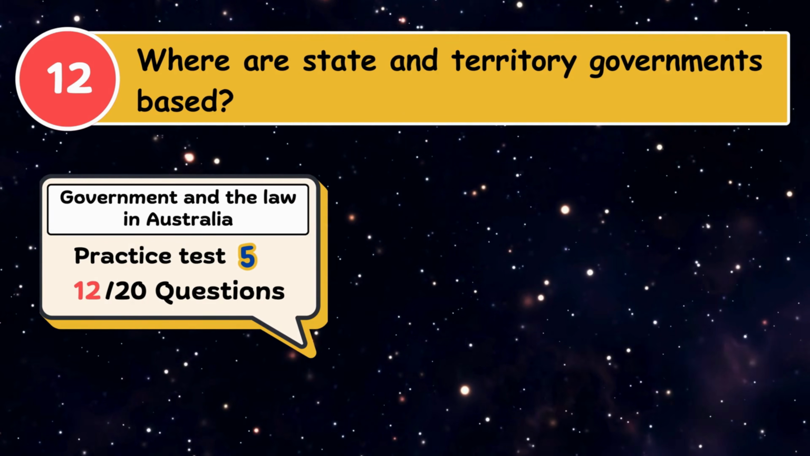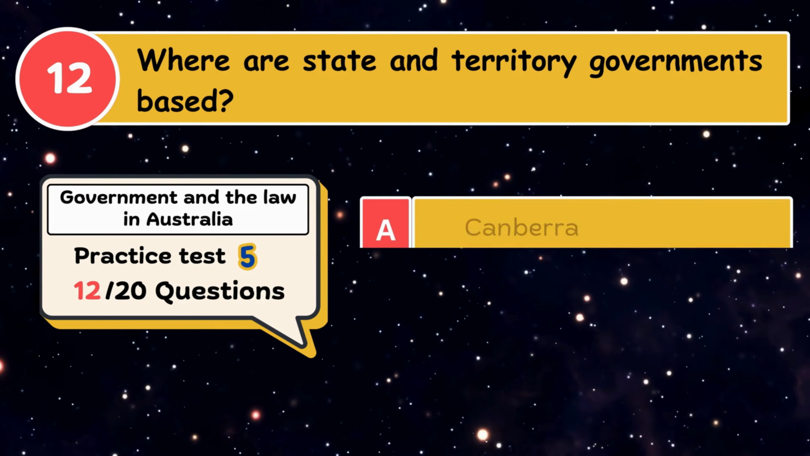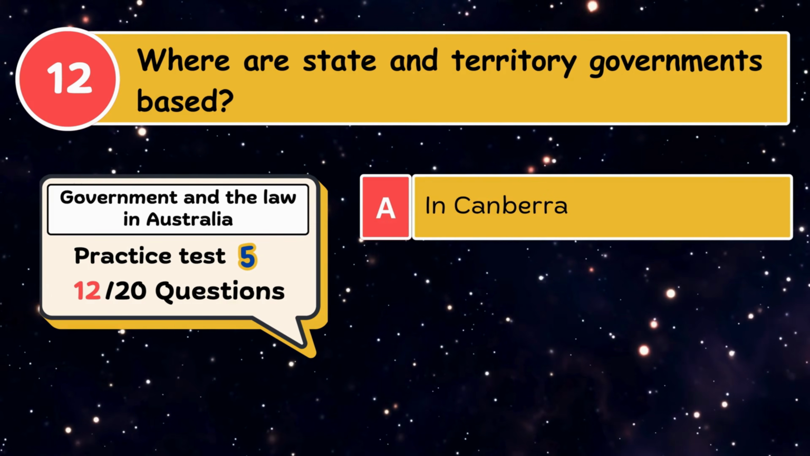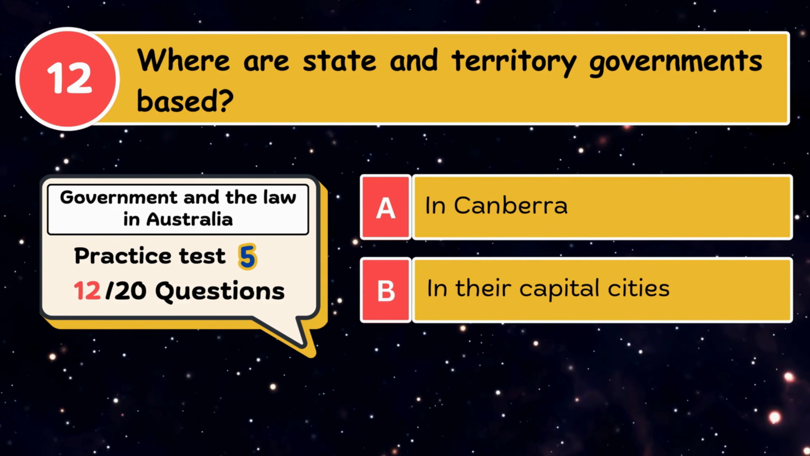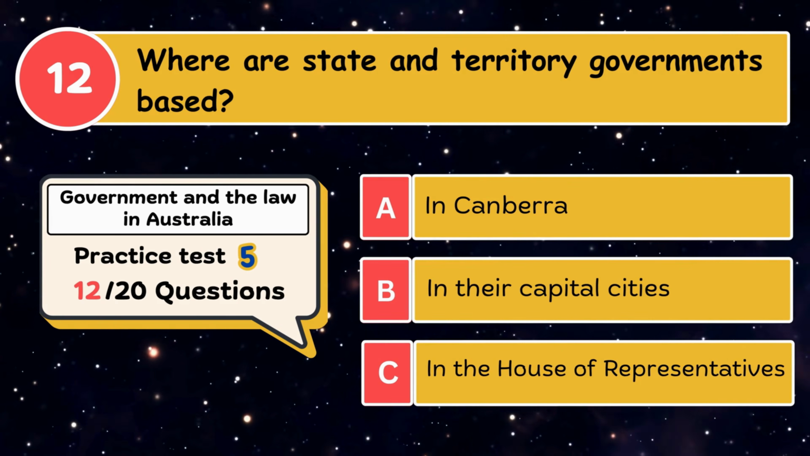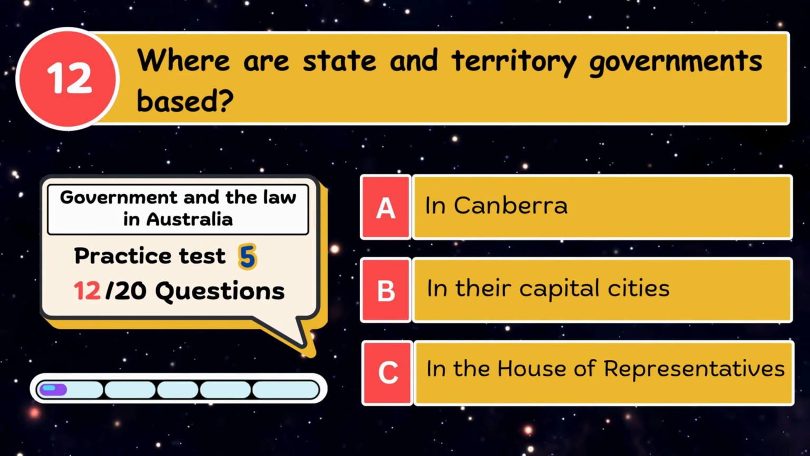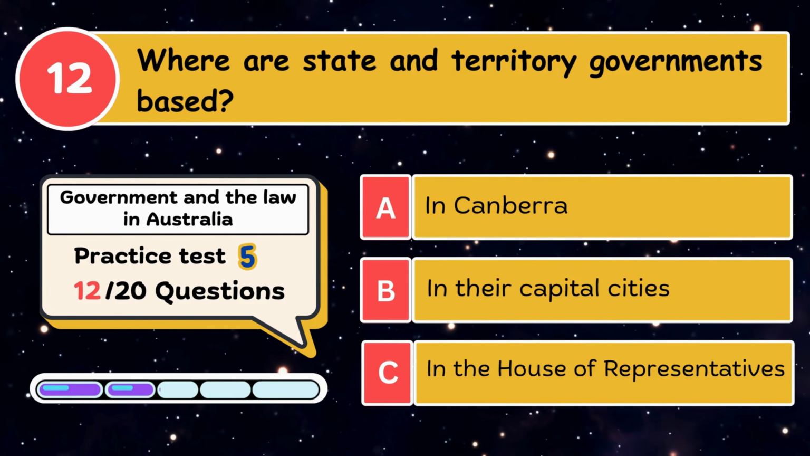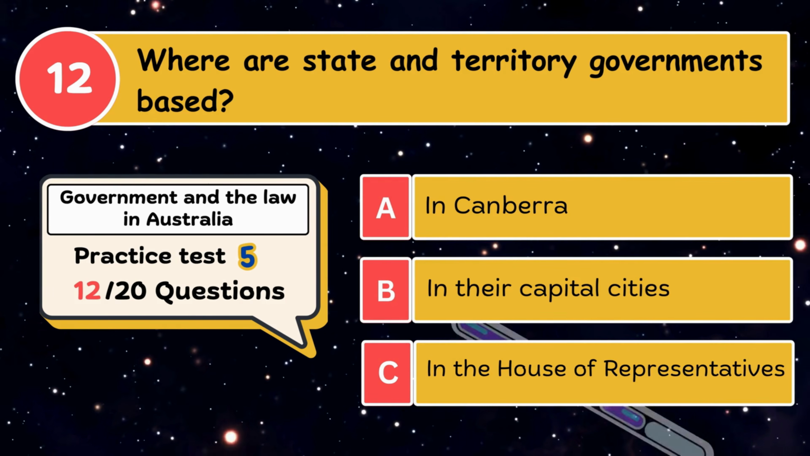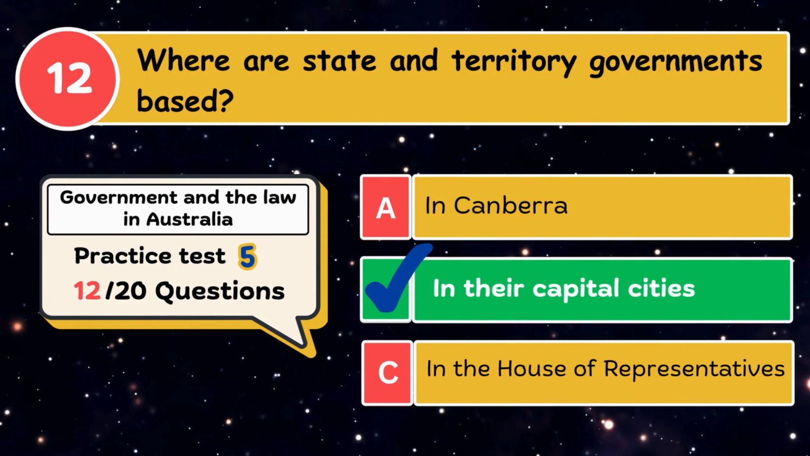Where are state and territory governments based? A. In Canberra. B. In their capital cities. C. In the House of Representatives. The correct answer is in their capital cities.